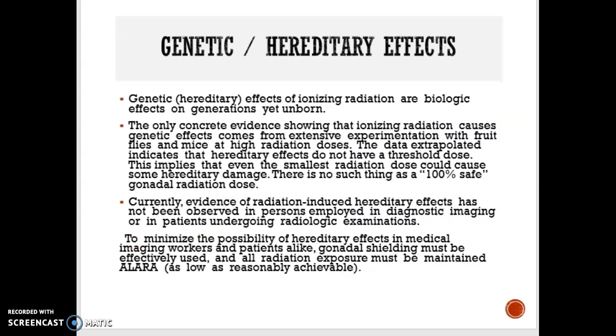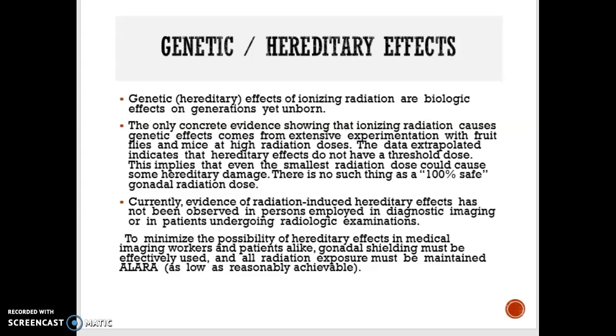So what are the genetic effects of ionizing radiation? Those are effects on biological tissue, on generations yet unborn. Now, the only concrete evidence showing that ionizing radiation causes genetic effects comes from extensive experiments with fruit flies and mice at high radiation doses. The data indicates that hereditary effects do not have a threshold dose. And this implies, once again, that even the smallest amount of radiation does or could cause some hereditary damage. There is no such thing as a 100% safe gonadal radiation dose.